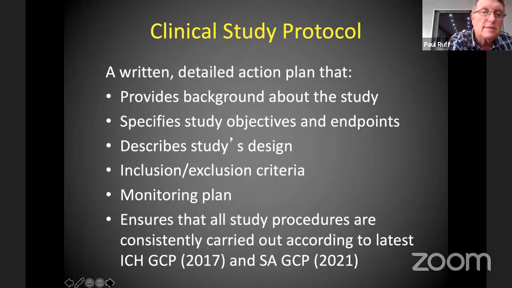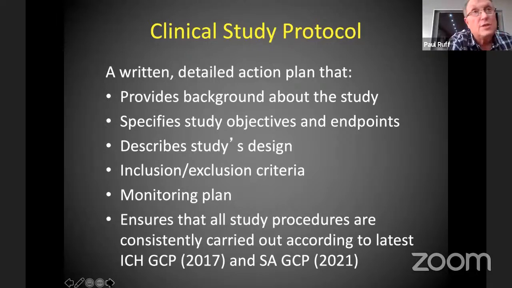And I think it's important that these things are focused, but sometimes we get many endpoints. But these are usually secondary or exploratory endpoints. The primary endpoints and objectives need to be very clear and concise. You obviously need to describe the design of the study, exactly how it's done and what type of study it is.